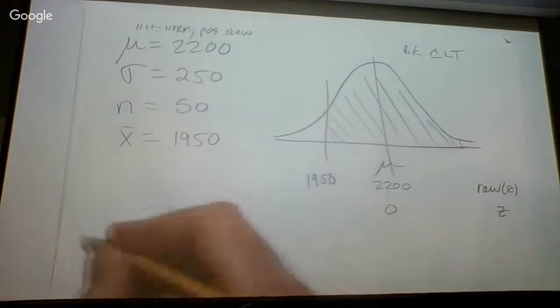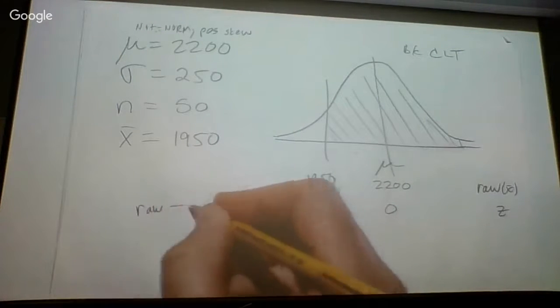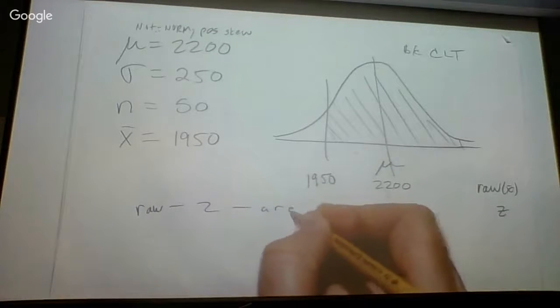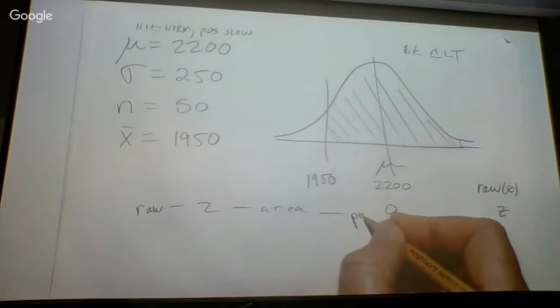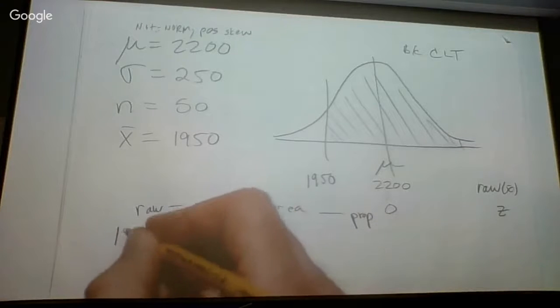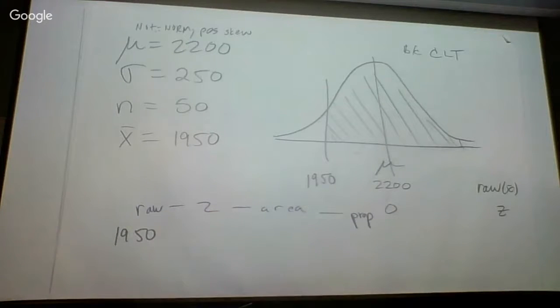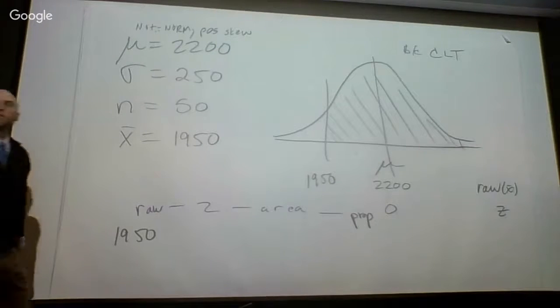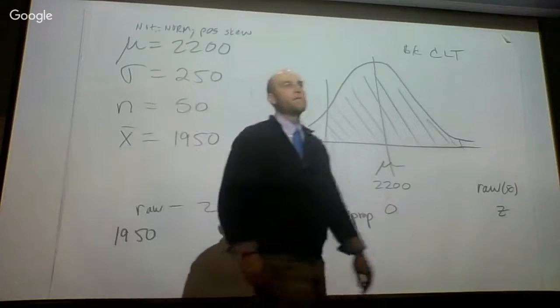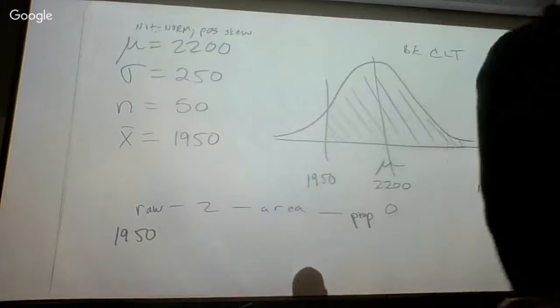In this case, we've got a raw score of 1,950. I've got to calculate the z-score. What's my formula for a z-score? I want 5 or 6 words.